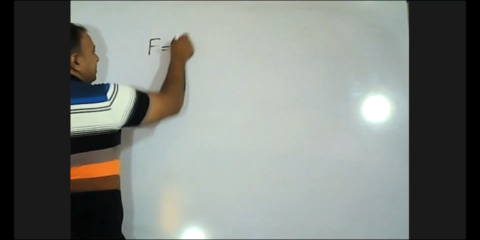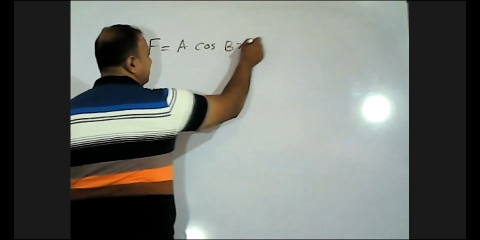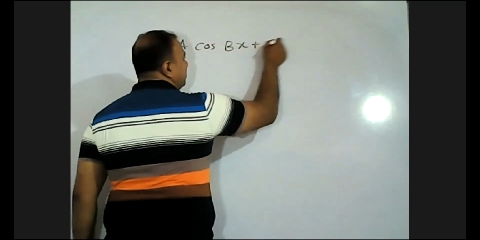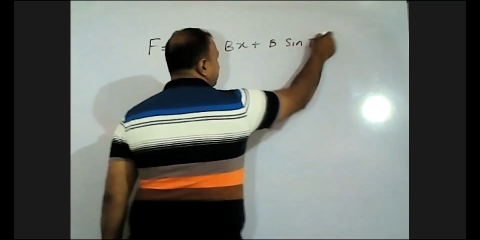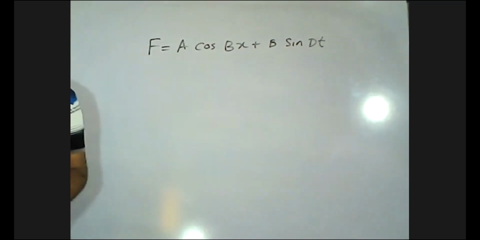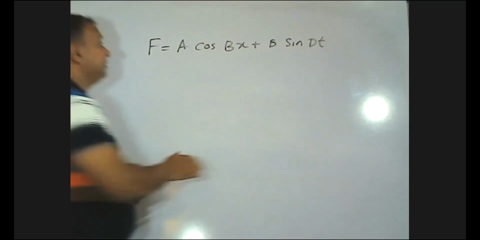F equals A cos bx plus B sin dt. This is my equation.